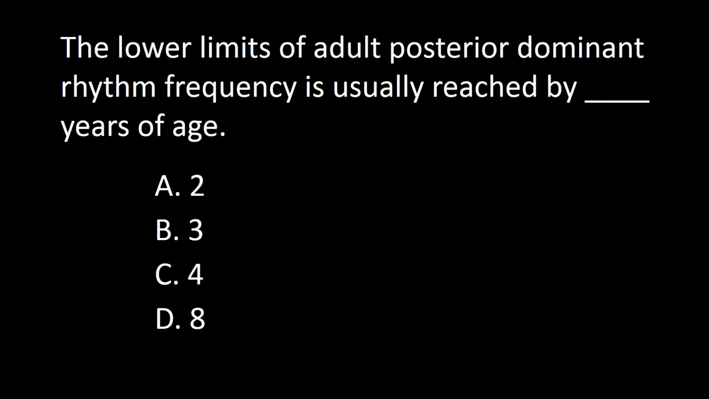The lower limit of adult posterior dominant rhythm frequency is usually reached by blank years of age: A, 2; B, 3; C, 4; D, 8.